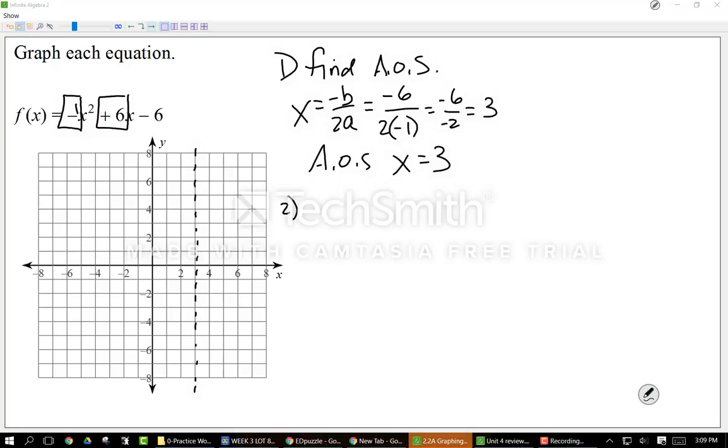Second step is to find the vertex. How do I do that? Well, my vertex, we already know this number is going to be the x coordinate of the vertex. How do I find the y value? You plug the x value into x here, and whatever you get out is your y.